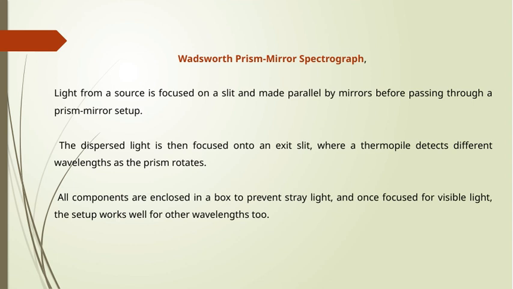A thermopile detector measures the intensity of different wavelengths as the prism rotates, allowing us to analyze the spectrum. All these components are housed inside a protective box to prevent stray light from interfering with the measurements. And although this setup is optimized for visible light, once properly focused, it can work well across a range of wavelengths. This design is a great example of how precise optical engineering allows us to analyze light in detail, which is fundamental to many spectroscopic applications.